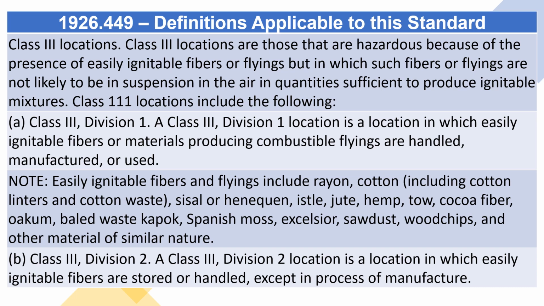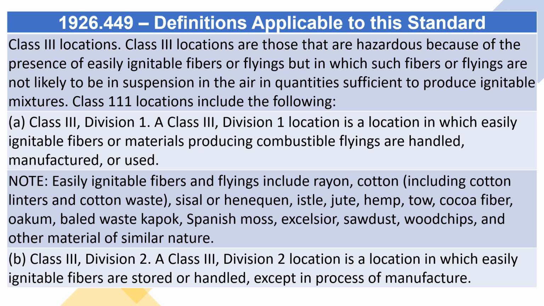Class 3 locations. Class 3 locations are those that are hazardous because of the presence of easily ignitable fibers or flyings, but in which such fibers or flyings are not likely to be in suspension in the air in quantities sufficient to produce ignitable mixtures. Class 3 locations include the following. A. Class 3, Division 1.